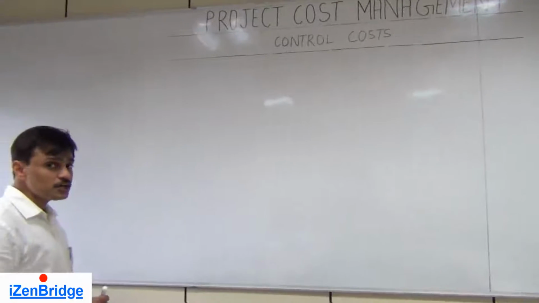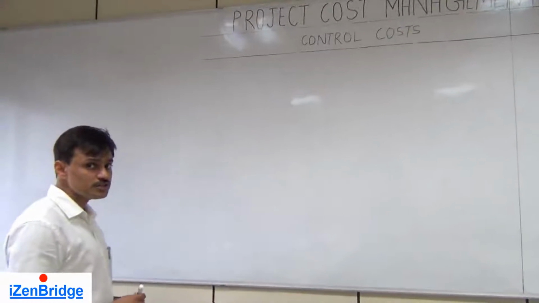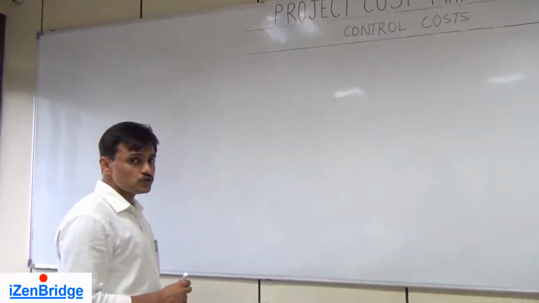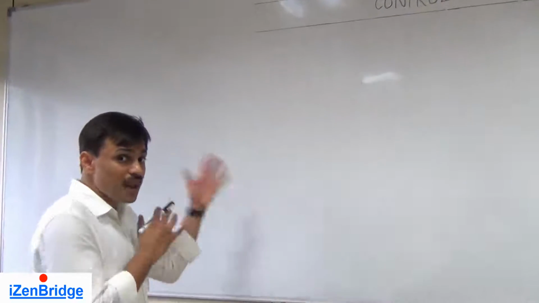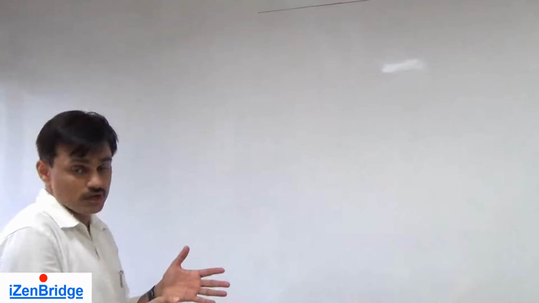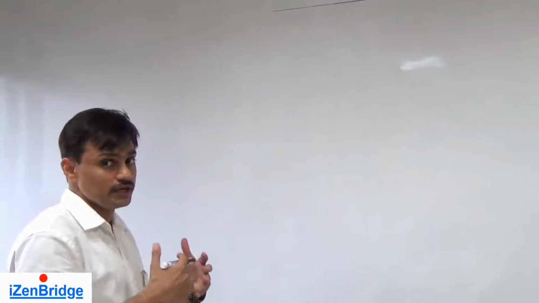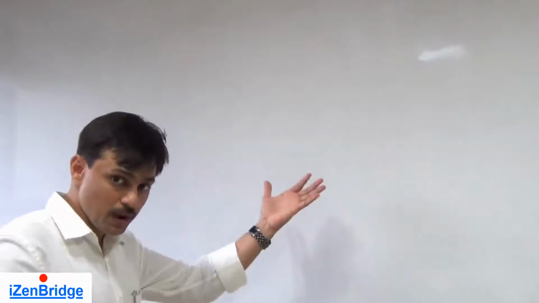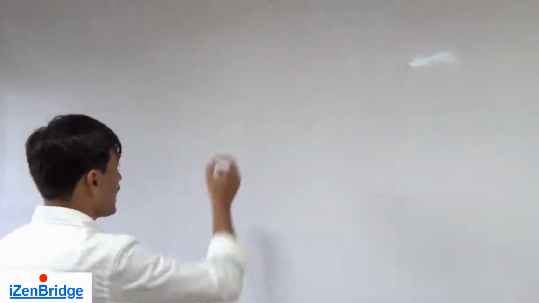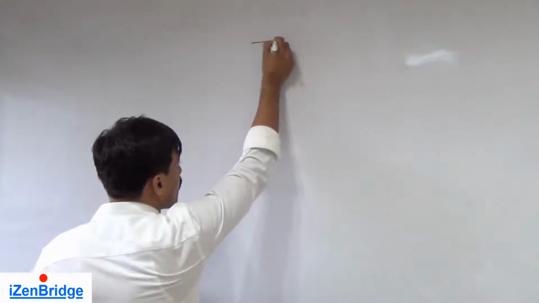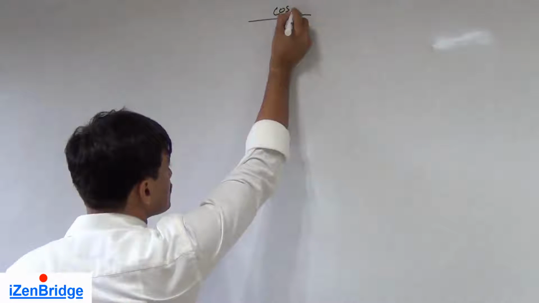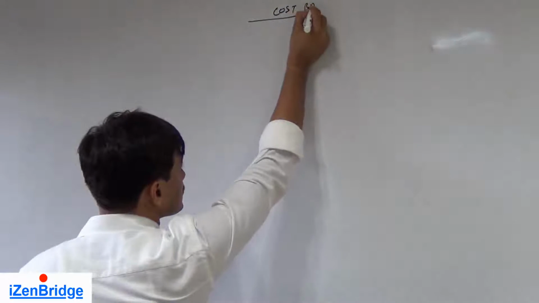Since it's a monitoring and controlling process group function, we need to look at what was the plan and what is actual, because monitoring and controlling can only happen when we know the plan and then compare against the actual. So we need to know cost baselines.